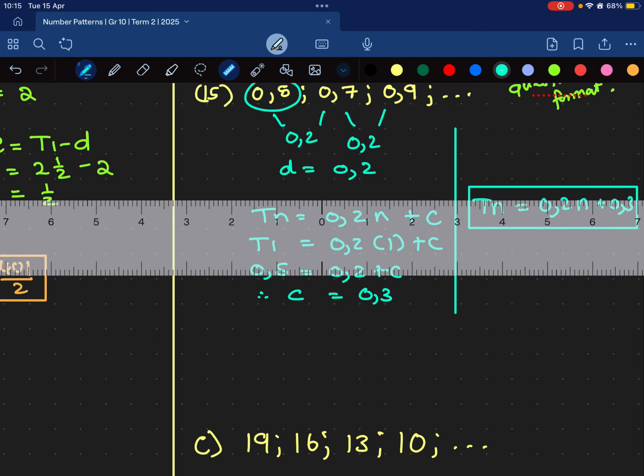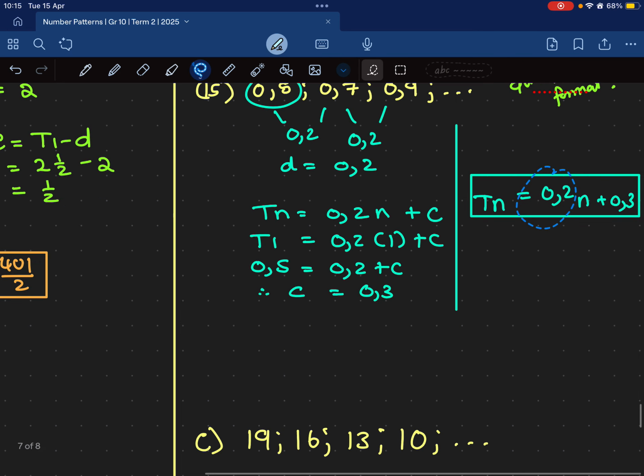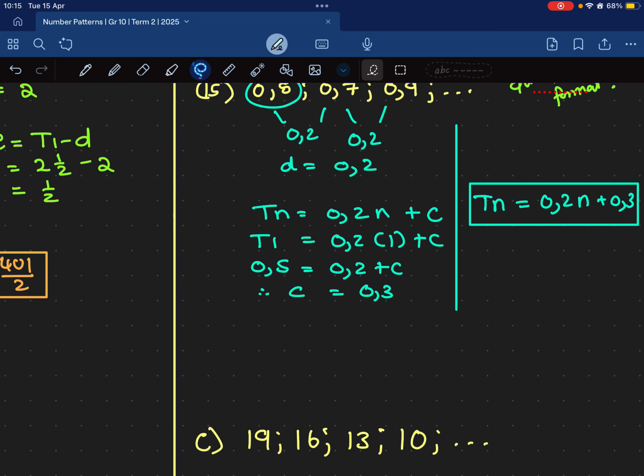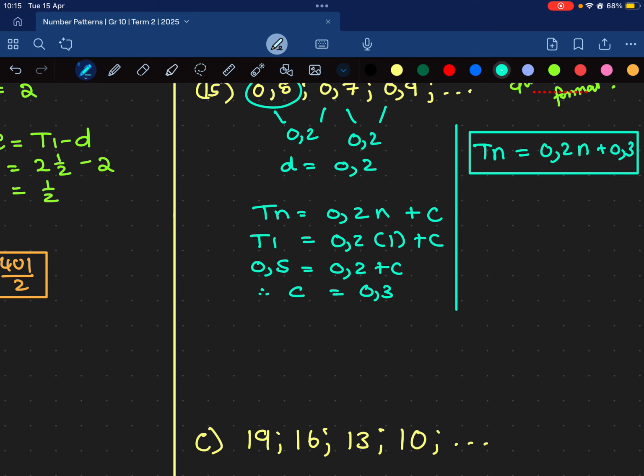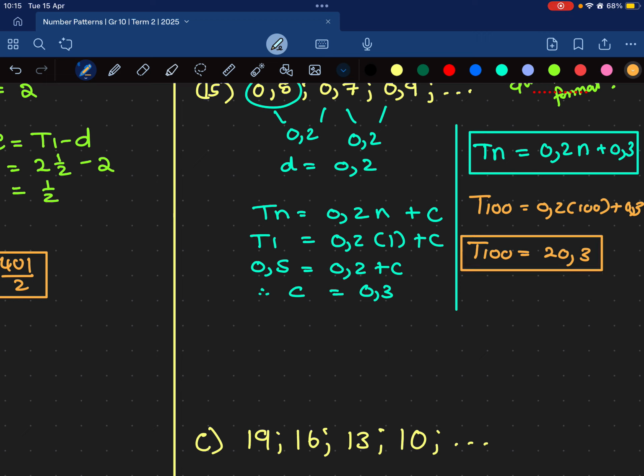So if I want to find T100, I just want to make myself some space. So T100 will be equal to 0.2 times 100 plus 0.3. Okay, you can put it in your calculator and give it as a decimal, which will be 20.3. Okay, remember, leave it as a decimal because that's the format of the question.